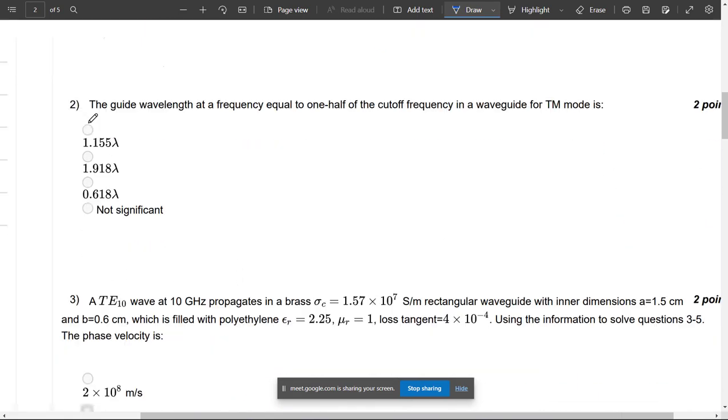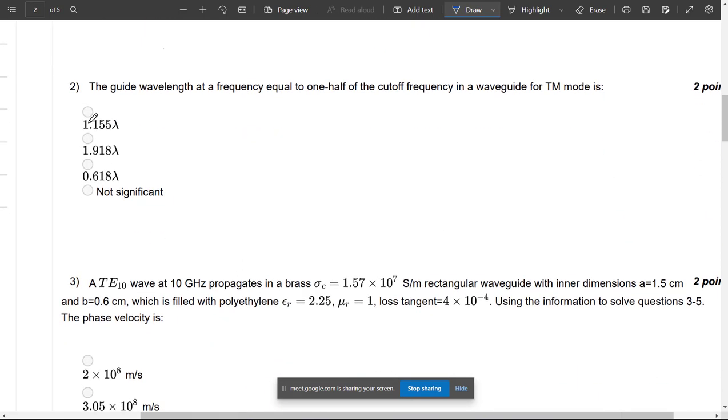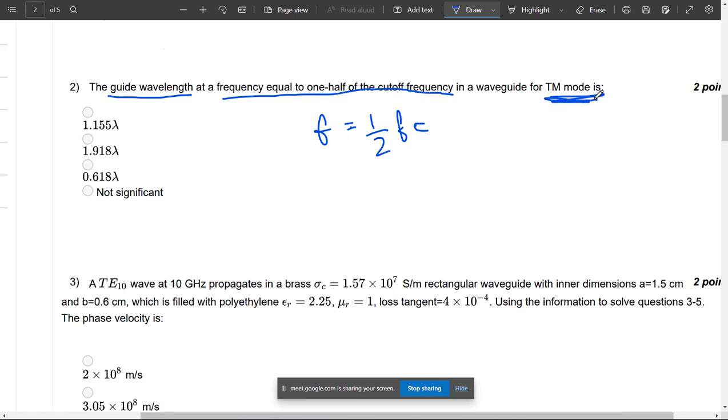Let's go ahead then. Question number 2. So question number 2 here is the guide wavelength. Again, it's asked the guide wavelength at the frequency equal to 1/2 of the cutoff frequency. So here the frequency is equal to 1/2 of the cutoff frequency, 1 by 2 FC, in the waveguide for TM mode. Again, the mode is TM given to us. So now guide wavelength is asked.